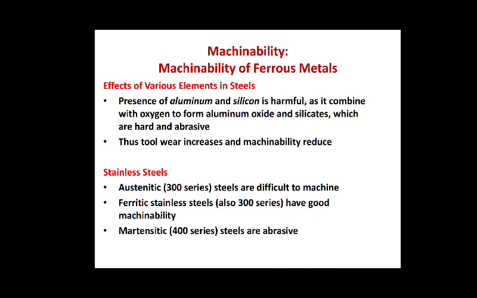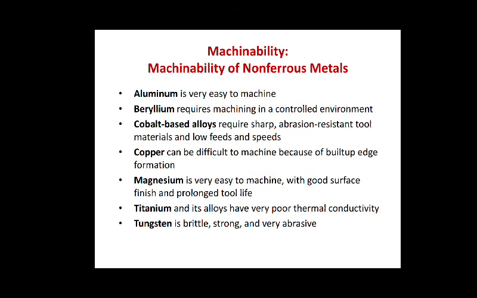Now, effects of various elements in steel. Presence of aluminum and silicon is harmful as it combines with oxygen to form aluminum oxide and silicates, which are hard and abrasive. Thus, tool wear increases and machinability reduces. Stainless steel: austenitic 300 series steels are difficult to machine. Ferritic stainless steels, also 300 series, have good machinability. Martensitic steels, which are the 400 series, are abrasive.